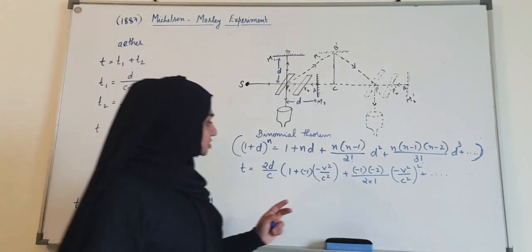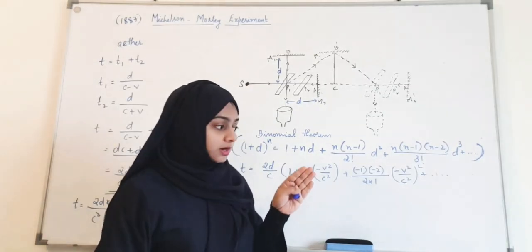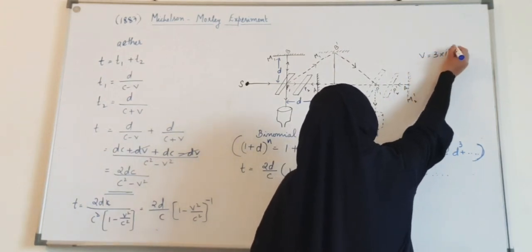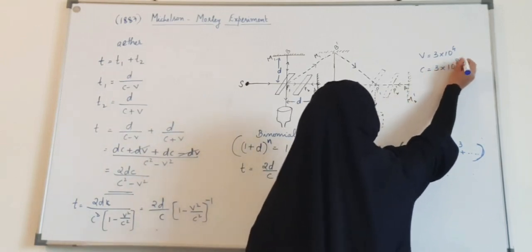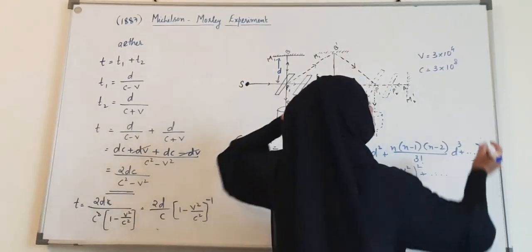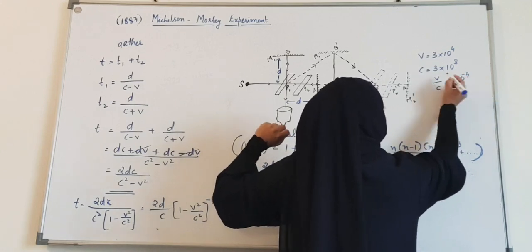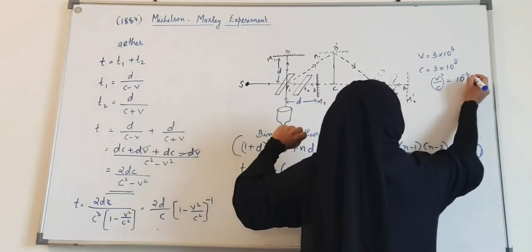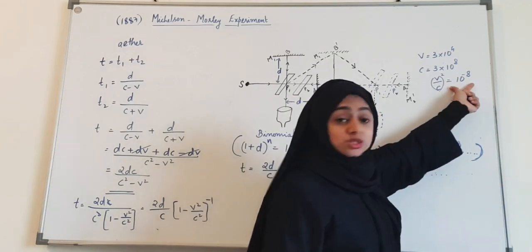Now at this stage, let us consider v square by c square. v is the velocity of Earth's rotation, which is v is equal to 3 times 10 raised to 4, and c is equal to 3 times 10 raised to 8, which is the velocity of light through free space. So if you divide these two, you will get v by c as equal to 10 raised to minus 4. Now if you take the square of that, which is v square by c square, this will become 10 raised to minus 8. So this is a very small quantity.